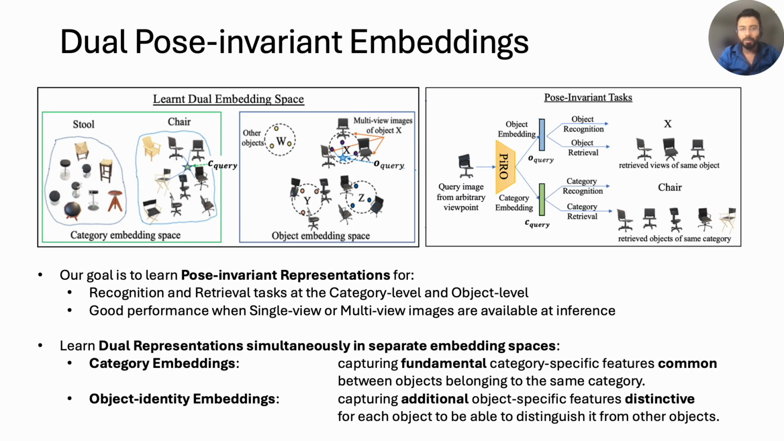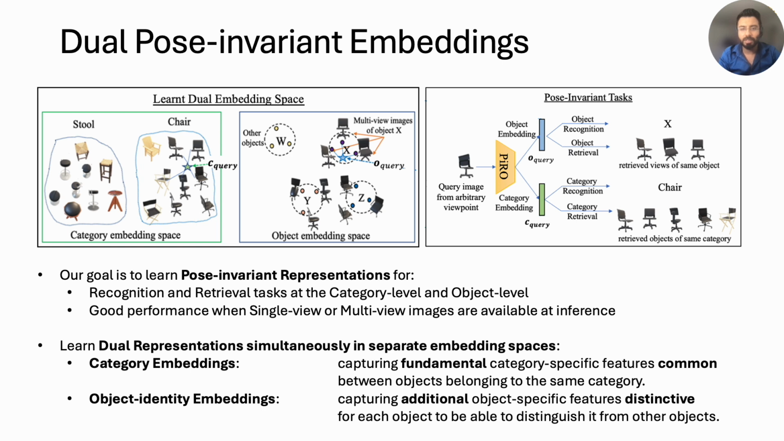Our goal is to learn pose-invariant representations for recognition and retrieval of objects both at the category level and at the finer object level. For this, we learn a dual embedding space to simultaneously learn category and object representations in separate embedding spaces. In the category space, we learn fundamental attributes common between different objects of the same category and that differentiates it from other categories.